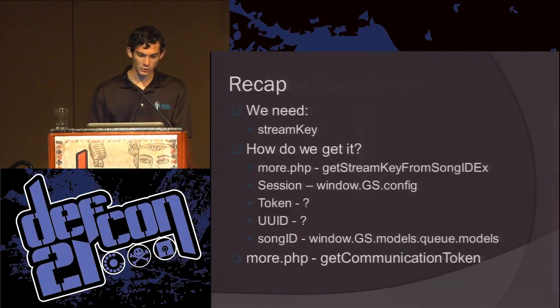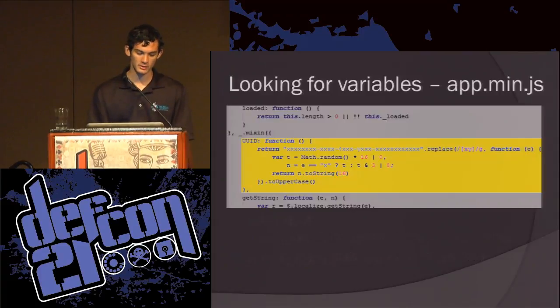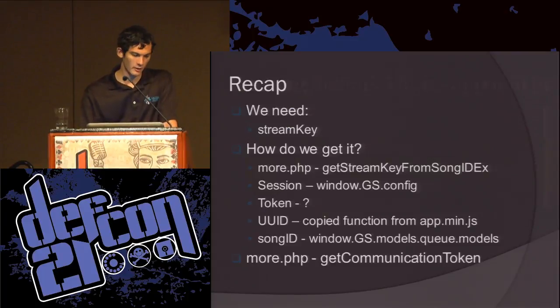So this is kind of keeping track of everything. We need the token and the UUID now. So I searched for the UUID because it was easier, and sure enough I find a function that takes no parameters, which is good news because now I don't have to find any more parameters. I can just copy this function, and every time I need a new UUID, I just call this function. So this is an easy copy and paste.